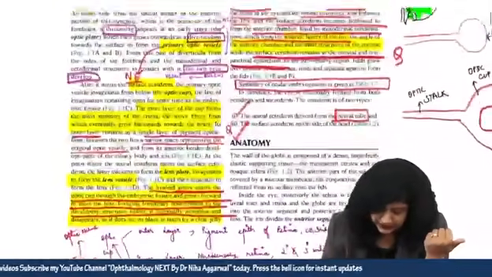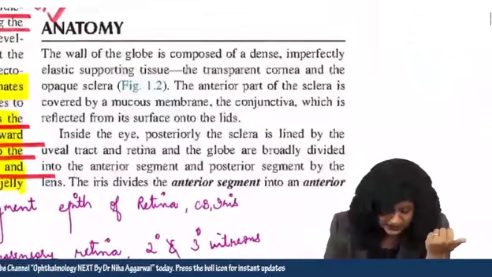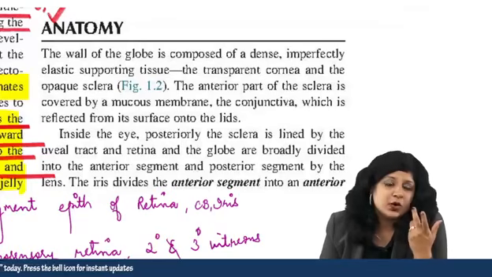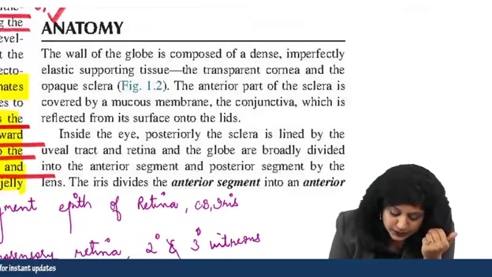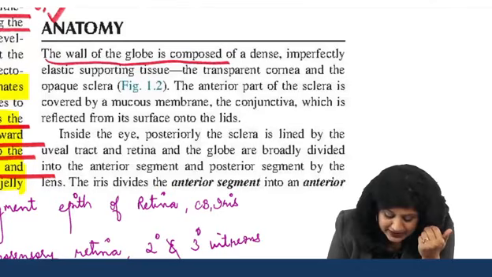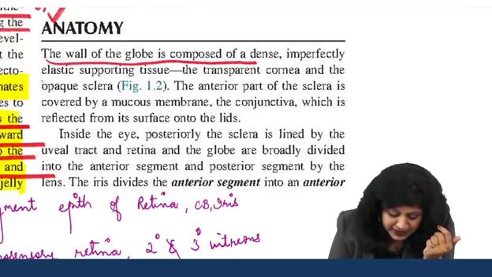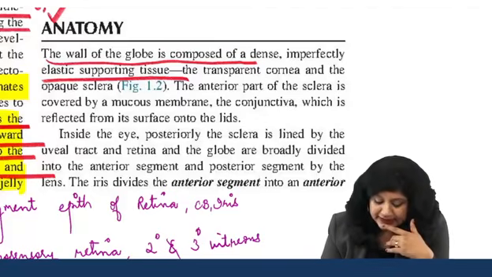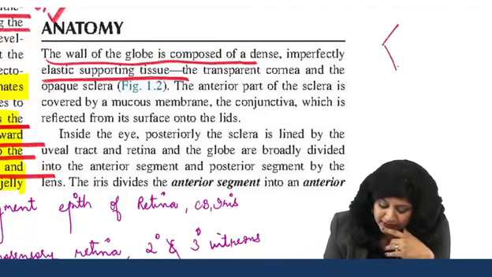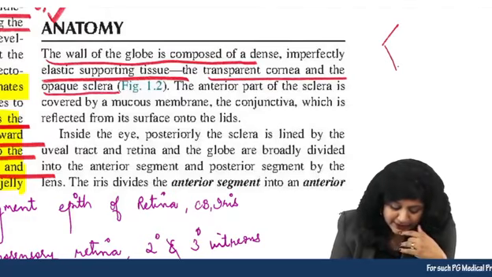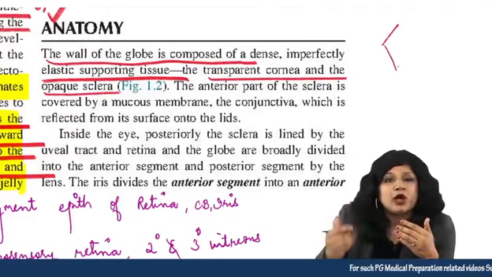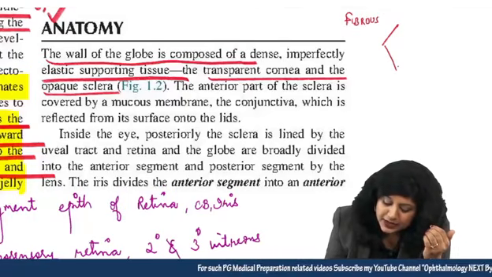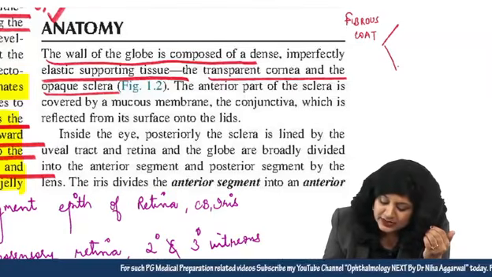Then see here. Now we are starting with the anatomy. If we talk about the globe per se, the wall of the globe is composed of elastic tissue, and it contains two important things: one is your transparent cornea and the opaque sclera. So wall means that we are talking about the fibrous coat. Okay, so the fibrous coat consists of two things.